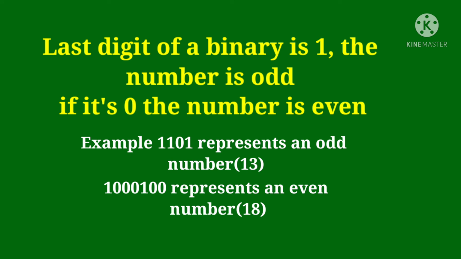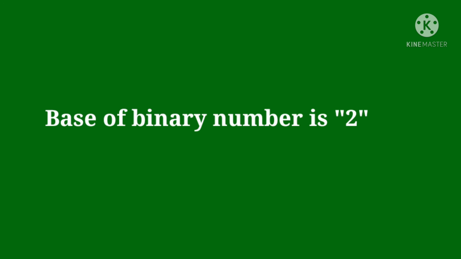This number represents an odd number, suppose 13. And 10010 represents an even number, that is 18. How do we know that? Because we have to see the last digit. We already discussed that if the last digit is 1, that number represents an odd number. If the last digit is 0, then this number is an even number. The base of binary numbers is 2.